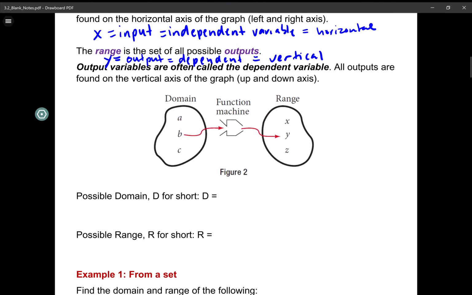Lots of times we write D equals or R equals to list the domain and range. If we look at this figure, the domain in this set is the set A, B, and C, and the range is the set X, Y, and Z.